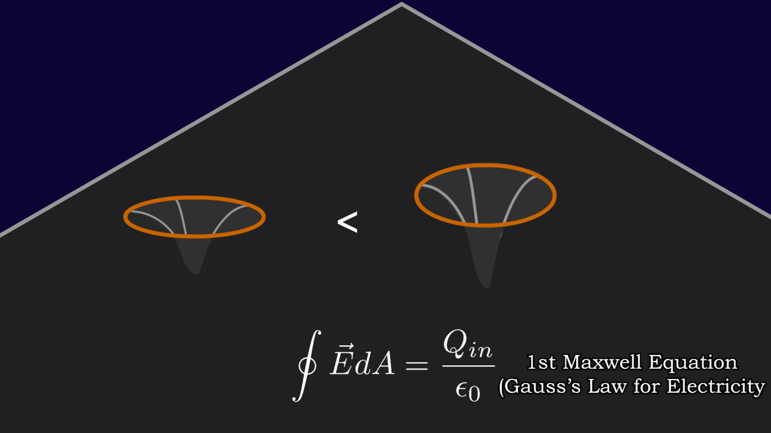The intensity of this distortion depends on the number of charged particles inside. From this analogy, we can define the electric field as the slope created by this distortion. If we draw a boundary around this distortion, the total amount of slope passing through this surface area is equal to the number of charged particles trapped inside. In conclusion, the summation of the electric field over a closed area is equal to the enclosed charge. This is the integral form of Gauss's law for electricity.